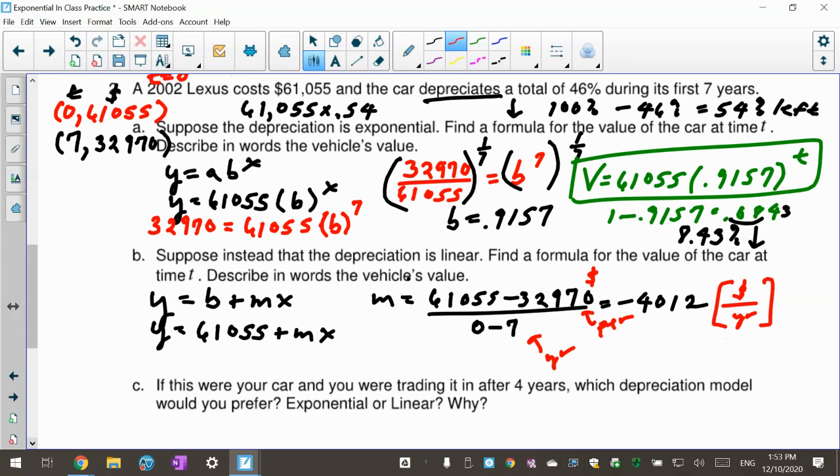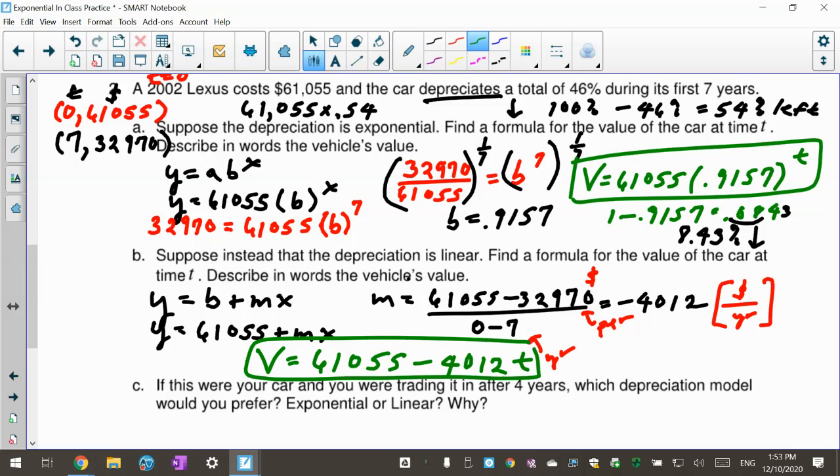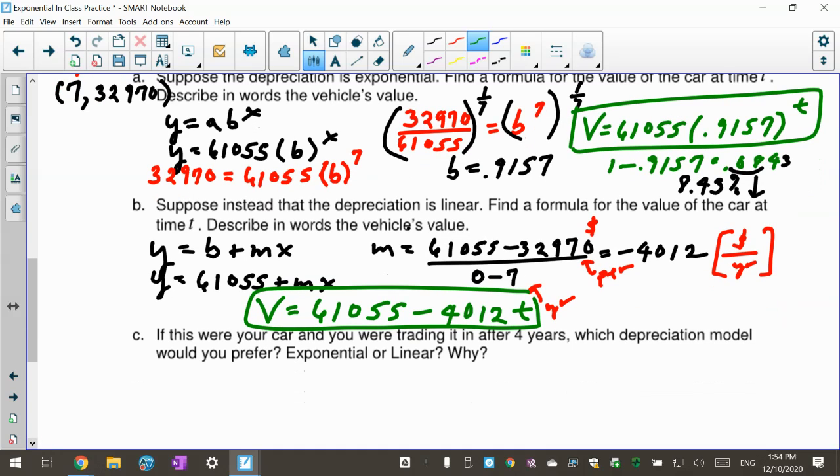So now when I come up with my formula, the value of this one is linear, 61,055 minus 4012t. So this one said the value started at 61,055 and it's dropping or depreciating $4,012 per year. Now, this last part says, if this was your car, so here I have these two formulas, and you were trading it after 4 years, which depreciation model would you pick or prefer, exponential or linear, and why?